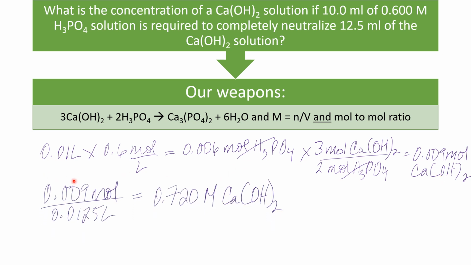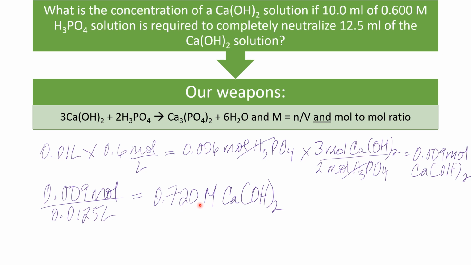Now that we have 0.009 moles, we again do the same thing. We divide by the volume of the calcium hydroxide, which when we convert to liters is 0.0125 liters, and that gives us a molarity of 0.720. 2 different examples. Just focus on the first one being the 1-to-1 molar ratio and the second one being a non-1-to-1 molar ratio.